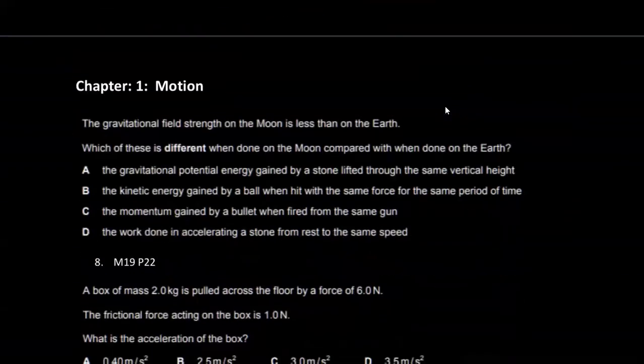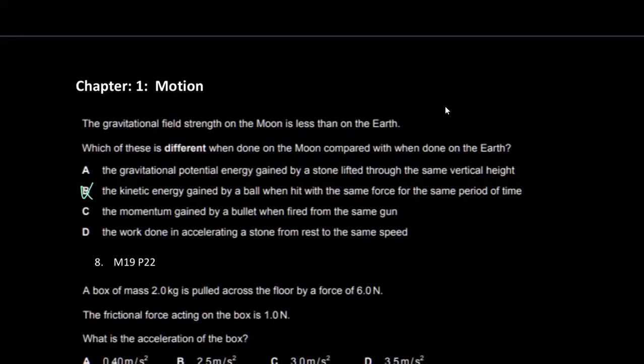Question number 7. The gravitational field on the moon is less than on the Earth. Which of these is different when done on the moon compared with when done on the Earth? Give it a try. Which of these is different when done on the moon compared to when done on the Earth? A: the gravitational potential energy gained by a stone lifted through the same vertical height. B: the kinetic energy gained by a ball when hit with the same force for the same period of time.